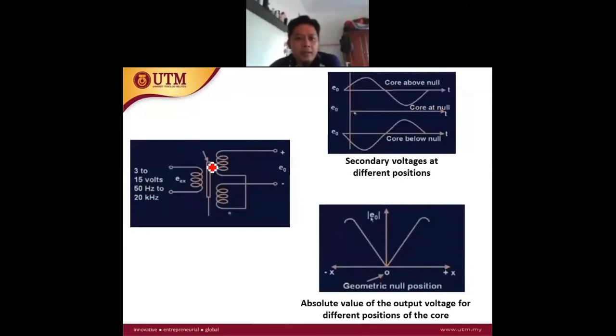Then we have the core, the core that moves, connected to an object that measures the displacement, whether it is moving up or down, represented as x, positive or negative. And this is the secondary winding.